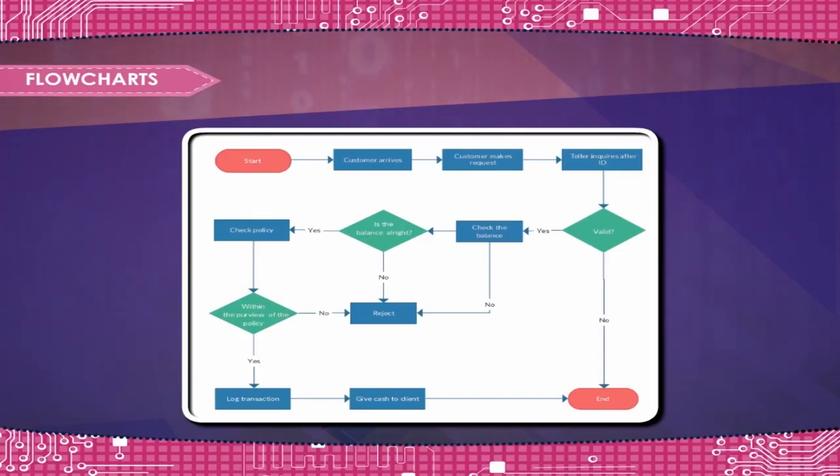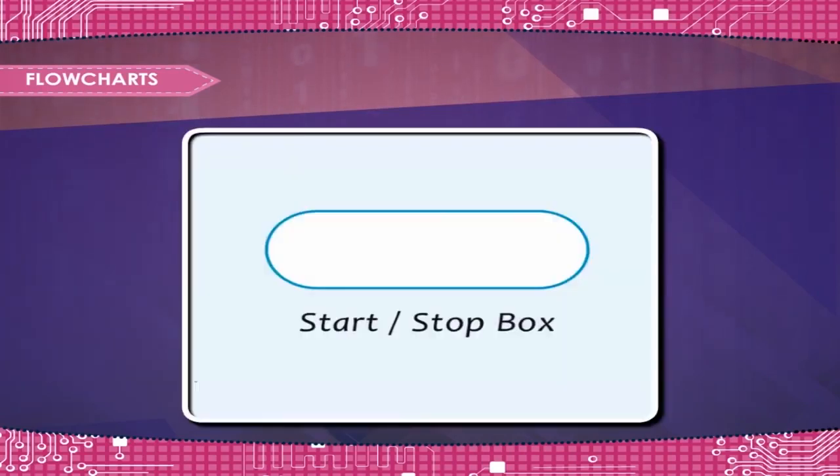There are several boxes and shapes used for drawing a flowchart. Some of them are mentioned here. Start-stop box is the terminal box. It is used to begin or show the end of a flowchart. No boxes or flow lines are given before the start terminal box or after the stop terminal box.